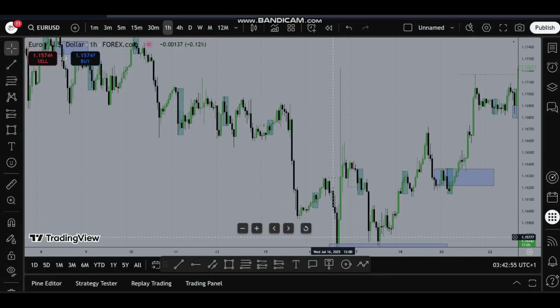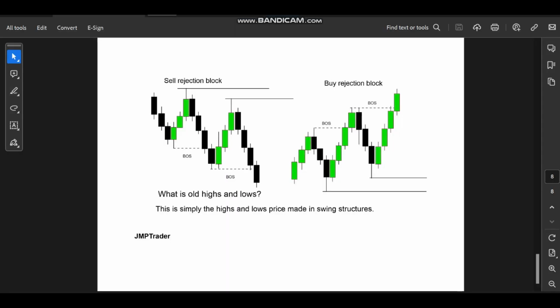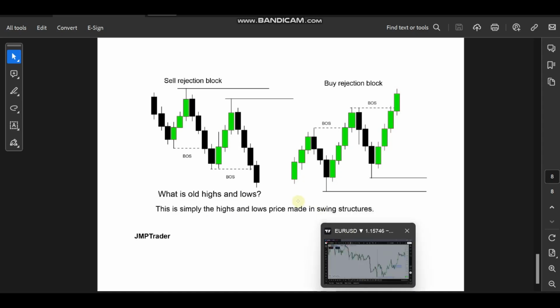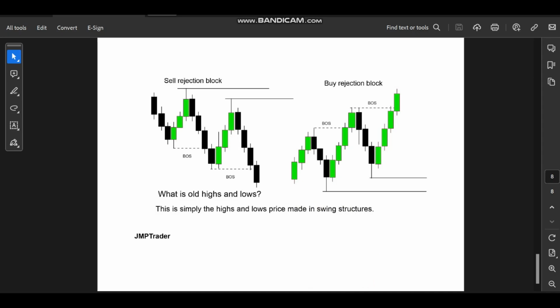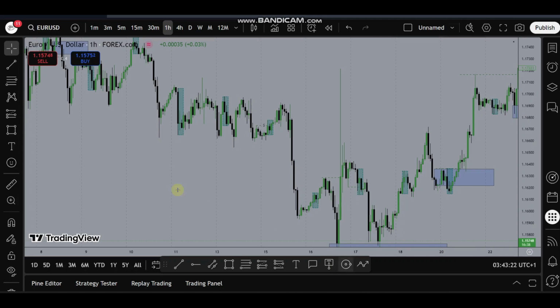So the last key level I have here is the old highs and lows. This is simply the highs and lows made in swing structures. In rare cases price goes for the old highs and lows, and when price does, we call it a liquidity hunt. Price is looking to take out liquidities. That is when price goes for the old highs and old lows.